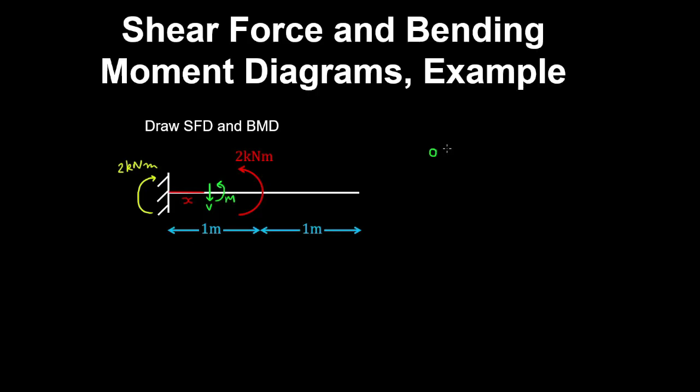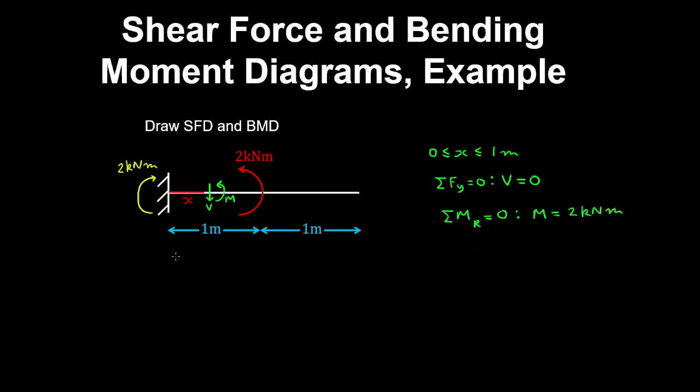then from x equals 0 to 1 meter, if we take an equilibrium of forces, then the shear force is 0. And if we take an equilibrium of moments about the rightmost point of this cut section, then we see that the bending moment is constant at 2 kilonewton meters.